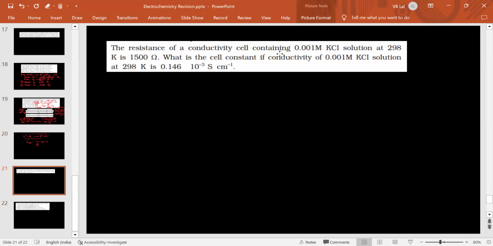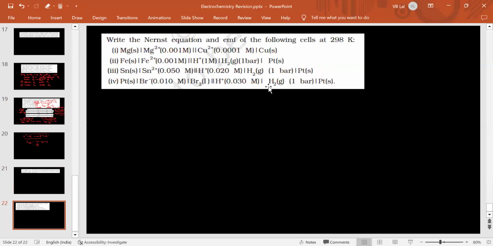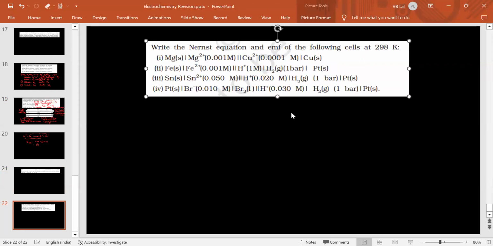Now this question, similar questions we have done, so I don't think we have to do this. Now this one, let us try one or two of them, then I will stop. Only 4 minutes are remaining. So you have to write the Nernst equation and EMF of the cell for the following cells.